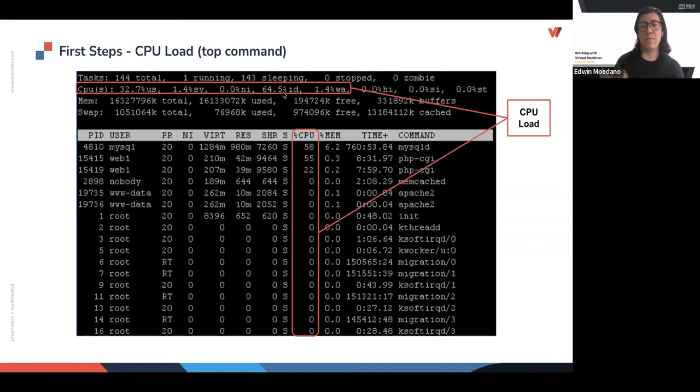The idle state is not waiting for some processes to be processed. And we also have this column where we can see how much CPU percentage those processes are taking. Let's say that from all the processes we have, 58% is from MySQL, 55 is from Web1.